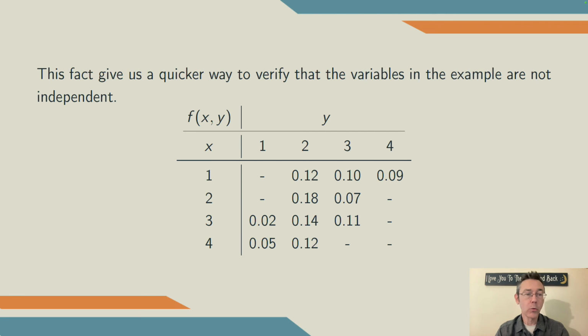This gives us a quicker way to verify that the variables in both of our two examples are not independent. And I think that's most apparent from the table here that we did with our first example, but you can also see it looking at the support in our other example where we had c times x squared times y.